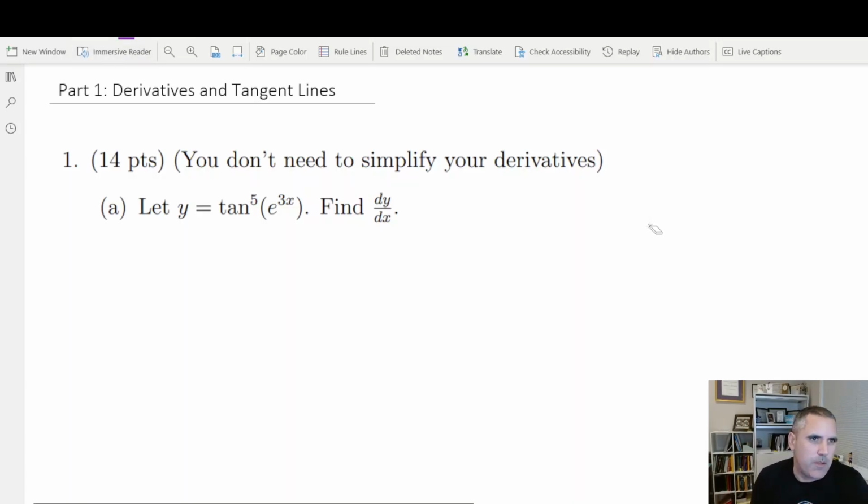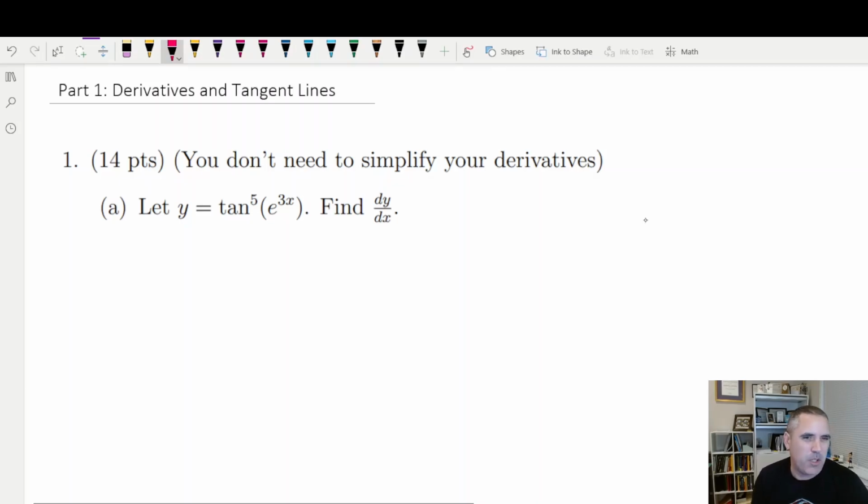In this first part of this Exam 2 review, I'm just going to talk about derivatives and tangent lines. I'm not going to make this part very long, but I will point you to some other resources.